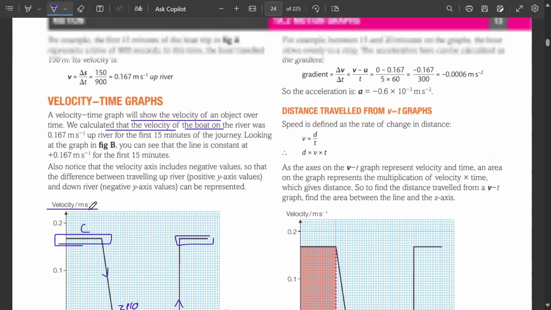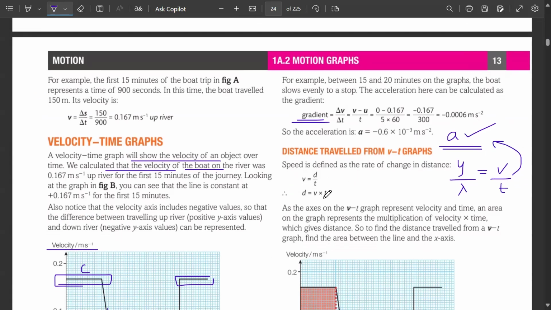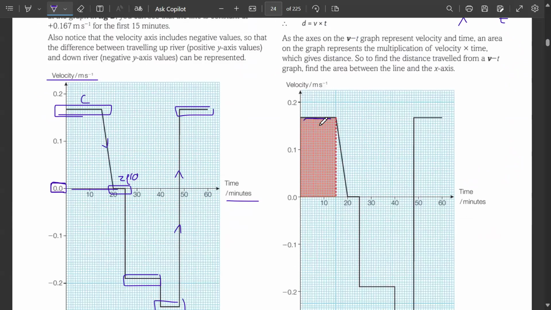This is how you interpret a velocity time graph. The gradient of the velocity time graph would tell us the acceleration. If we take y over x, the y-axis has velocity, the x-axis has time, and v over t is equal to your acceleration. Distance can be told by the area under the graph.